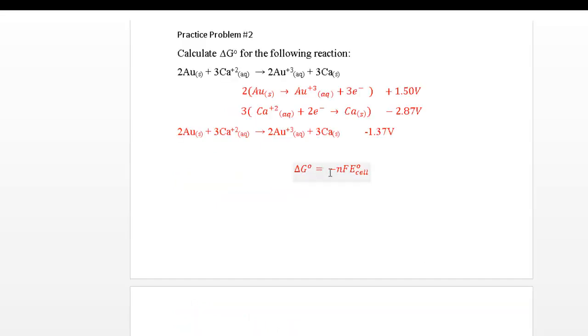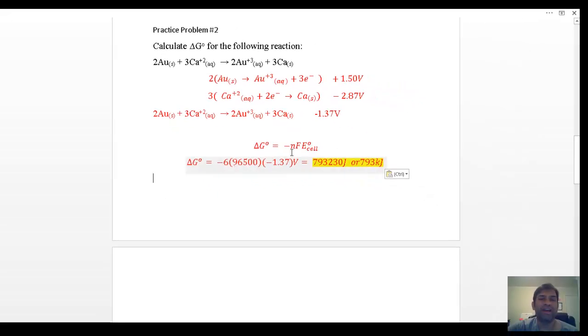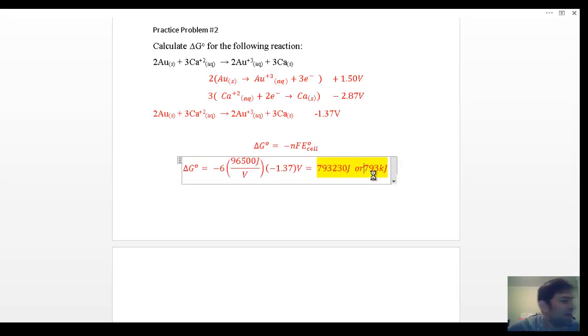So delta G naught is minus nFEcell. So n is 6. F is 96,500 joules over volts. That's the units, joules over volts. And Ecell is minus 1.37 volts. The volts cancel, and I'm getting about 793,000 joules. Converting it to kilojoules, it's about positive 793 kilojoules. So negative voltage, non-spontaneous, a dead battery, positive delta G, endergonic reaction, a reaction that does not favor the product side.